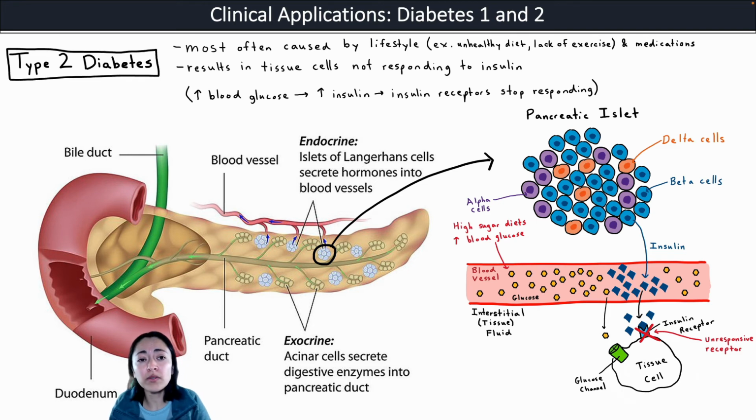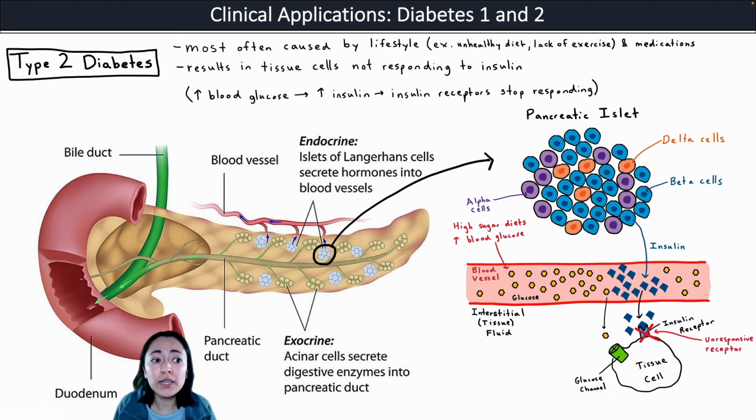Okay, so whenever you have type 2 diabetes, what's happening pretty much is that although you have plenty of glucose in your blood, the tissue cells are not taking up the glucose, and you're actually starving the cells in your body of energy. So how can we treat type 2 diabetes? Well, it's hard to treat type 2 diabetes just by giving somebody more insulin because, as you can see here, the insulin receptors are not responsive. They're not responding to insulin.